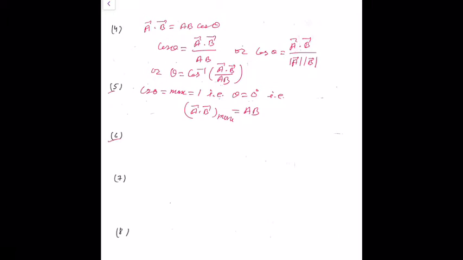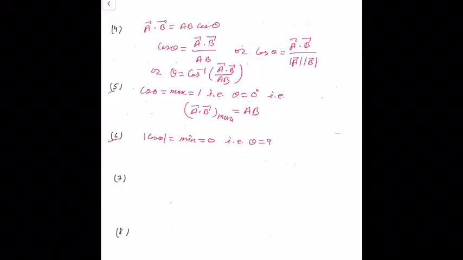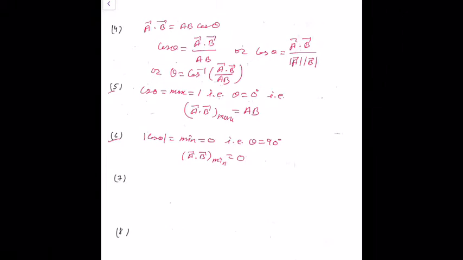Next, sixth. Scalar product of two vectors will be minimum when the magnitude of cos theta is minimum, meaning 0. That is, theta equal to 90 degrees. So A vector dot B vector minimum is equal to 0.